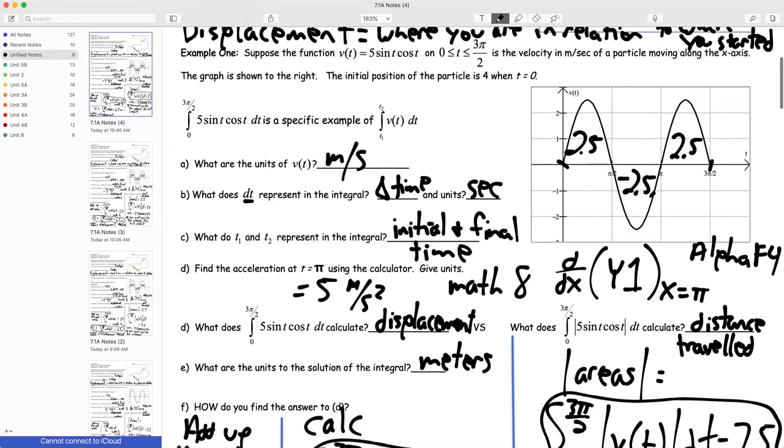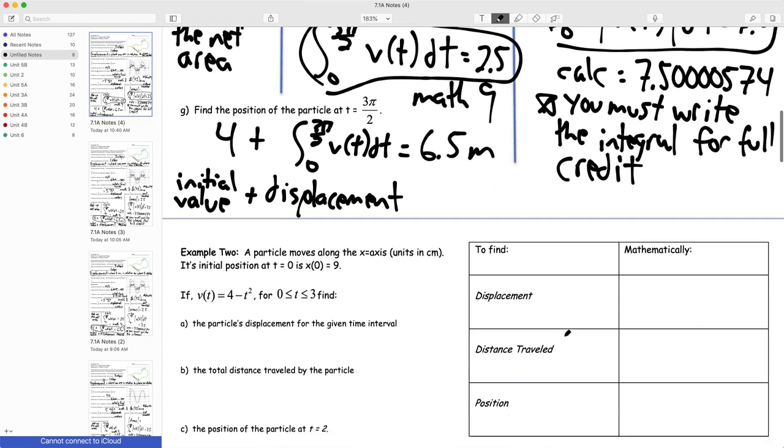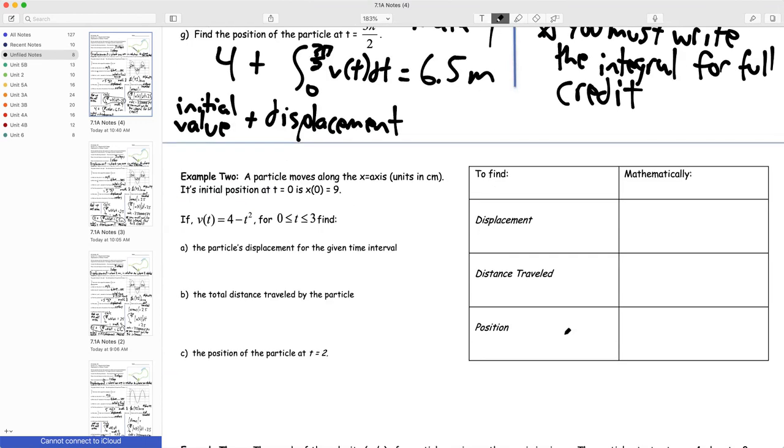Just the integral is the displacement. Those two things could be equal depending on the function. We'll look at one later. But let me do this, and then I think this little chart will help you out here. So it says a particle moves along the x-axis. Its initial position at t equals 0 is x of 0 equals 9. That information I'm going to use only with the position question.